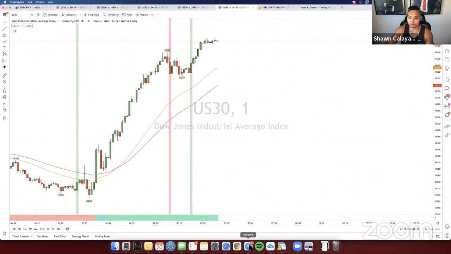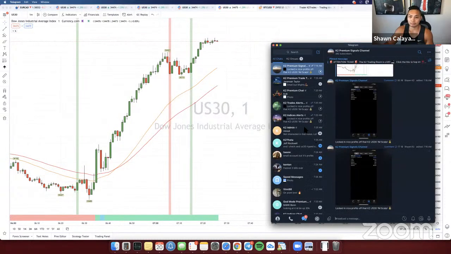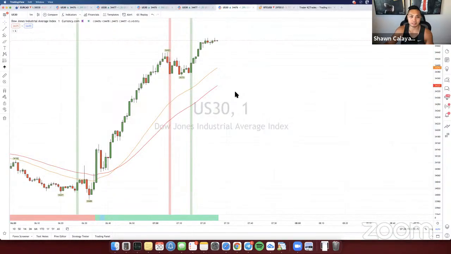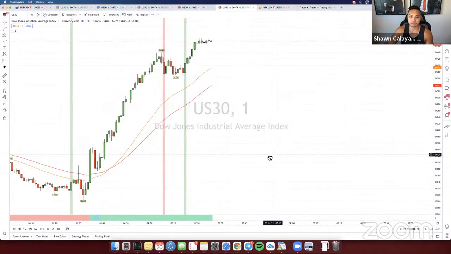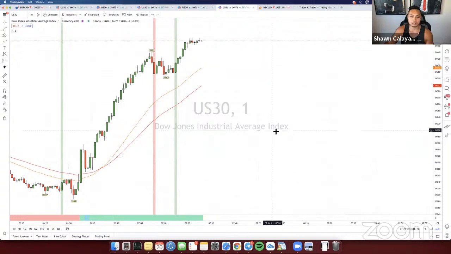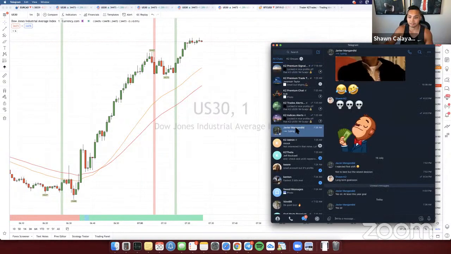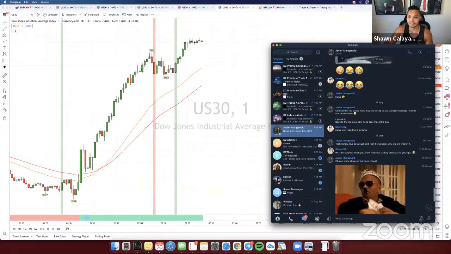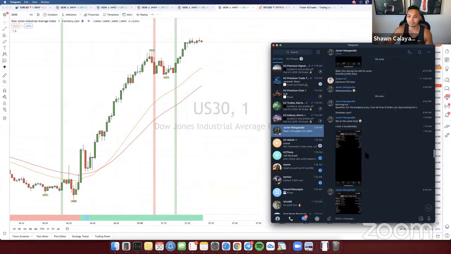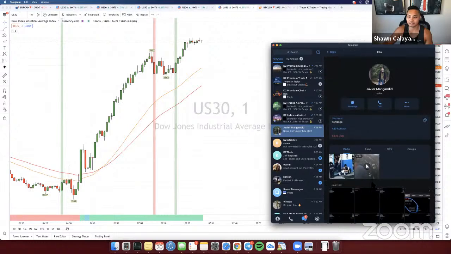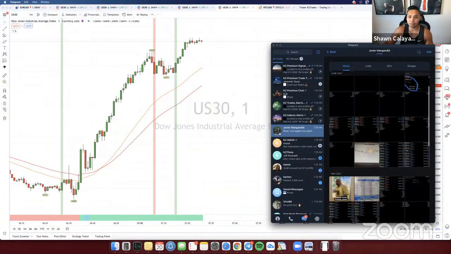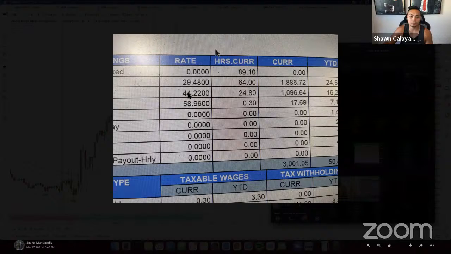Where's Javier? Javier, are you in here? I don't know where Javier is at, but this dude works like crazy, man. I think he works construction or something like that, right? He showed me his timestamps. He works like 80 hours a week. He makes more profit from trading, but he's still working. Oh, there he is right here. There you go, Javier. Let me see if I could show your little card thing here, if you don't mind. Yeah, bro, look, he works like 58 hours, 48 hours a week. That's nuts, dude.